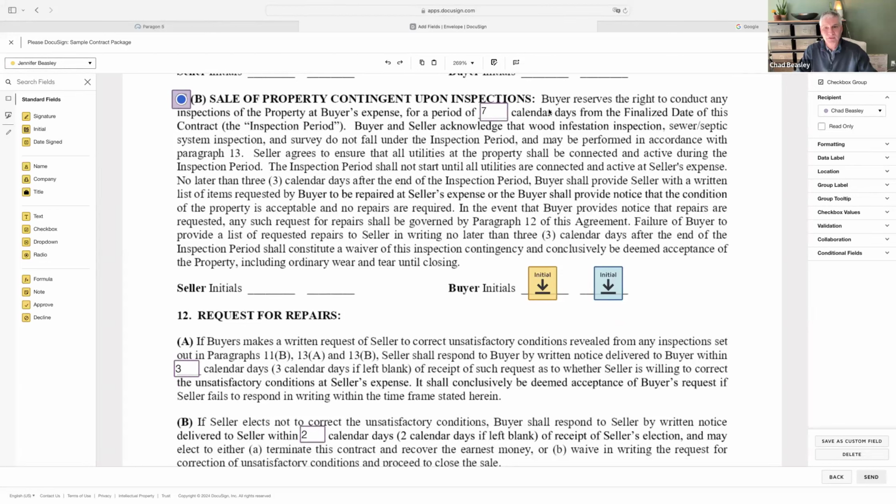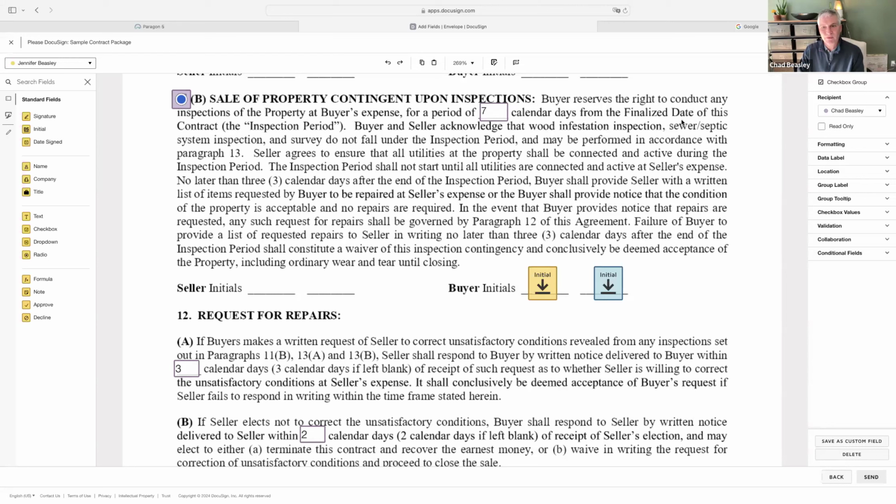The buyer's reserving the right to conduct any inspections of the property at the buyer's expense, so something that the buyer pays for, for a period of X number of days. If you're really trying to get one and you need to shrink that time period, you can put 5 days or 3 days, but you better be sure you can get somebody in there that quick. I usually, as a default, have 7 days in there. And that's calendar days. That's not business days. Now, you can change it to business days if you need to, if you're in a holiday period or it's really busy and it's hard to get an inspector, then you might change that, to give yourself a little bit more time.